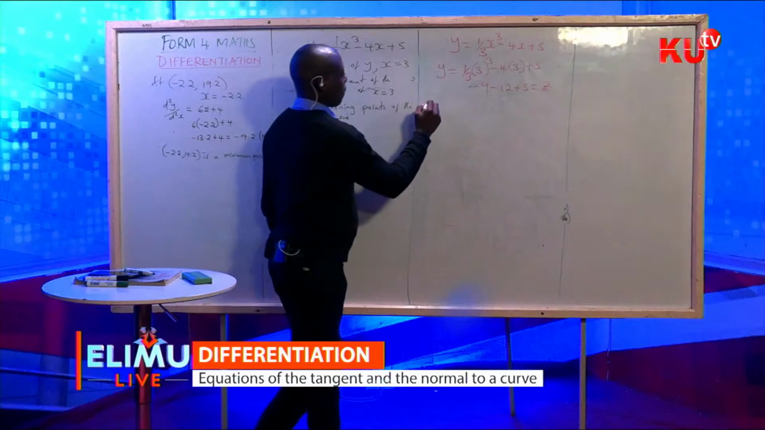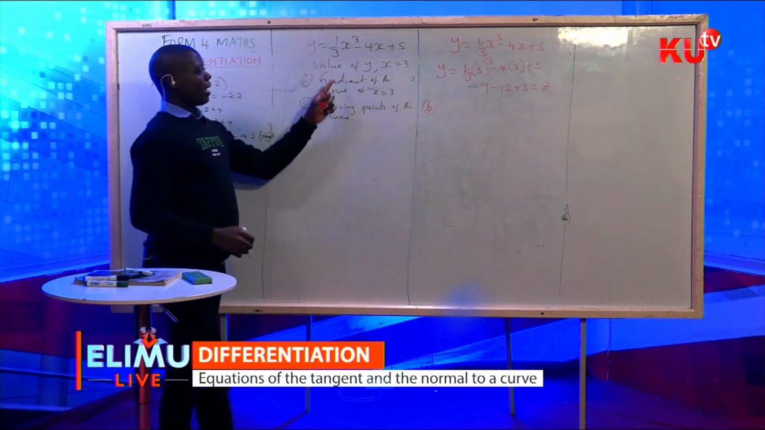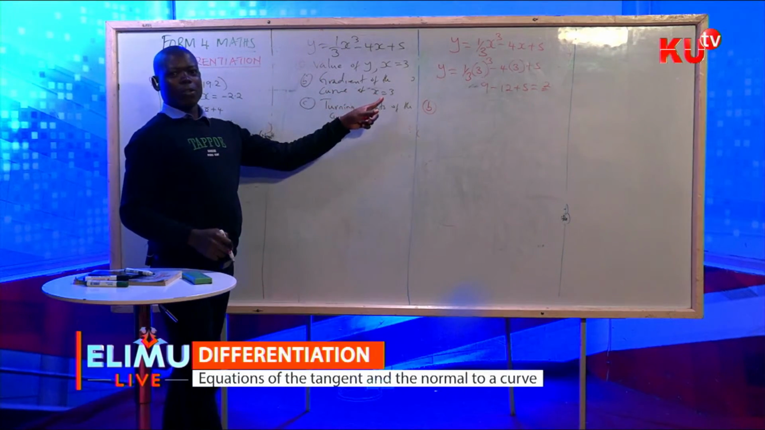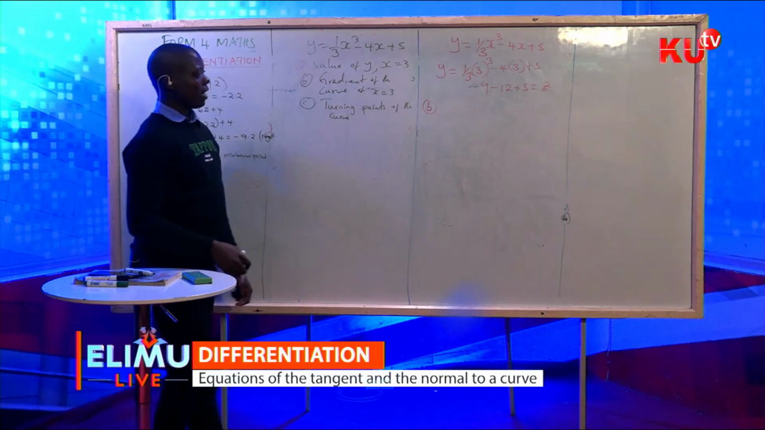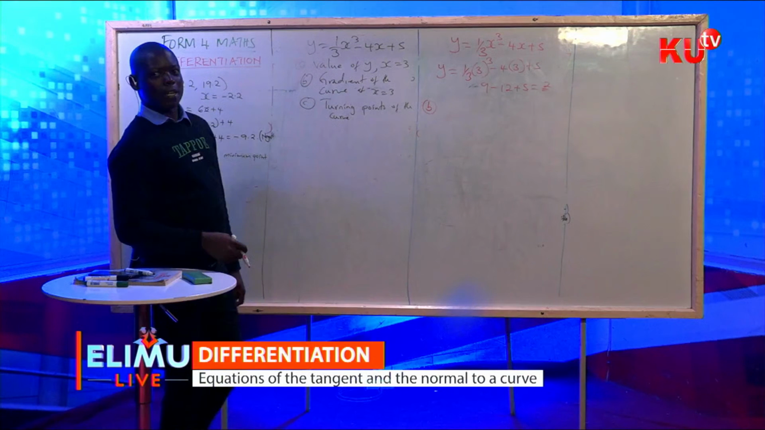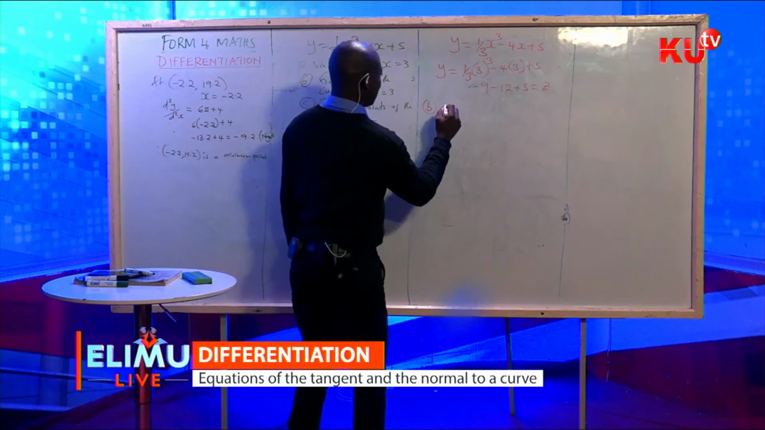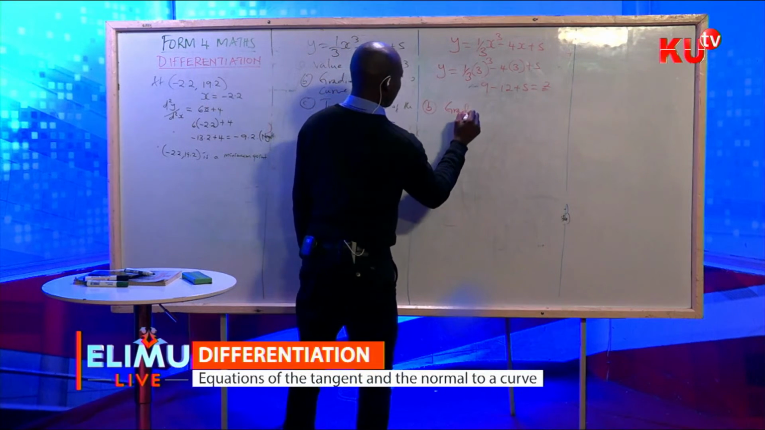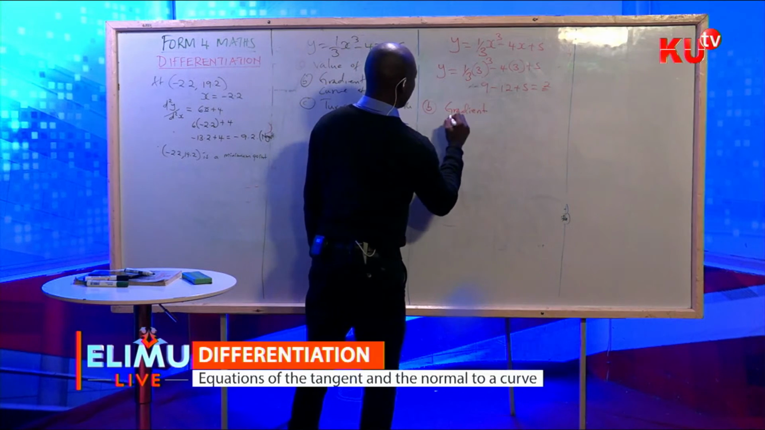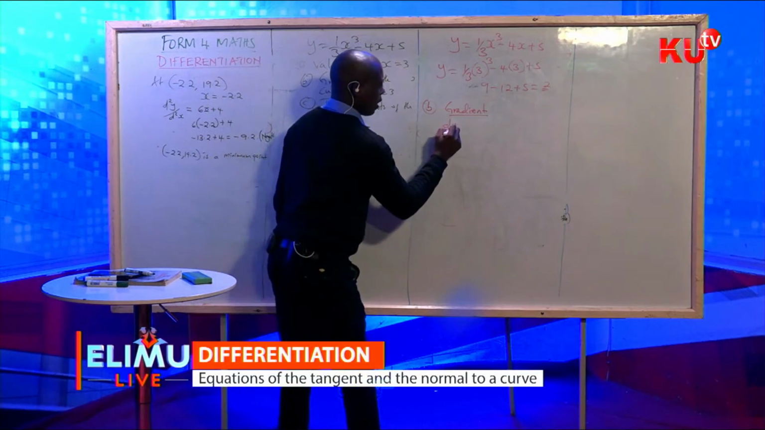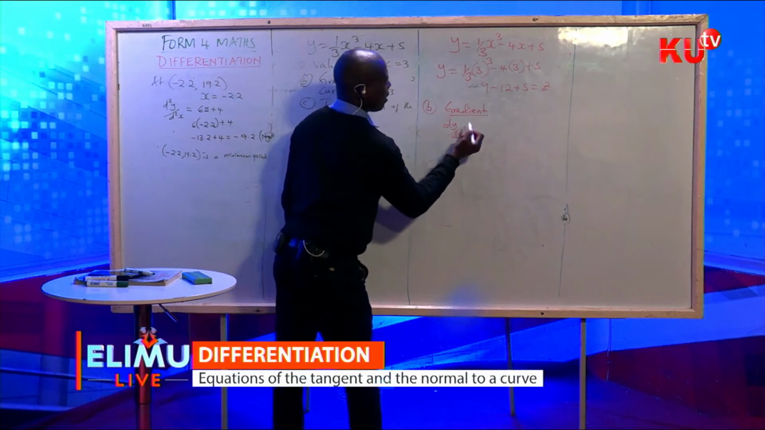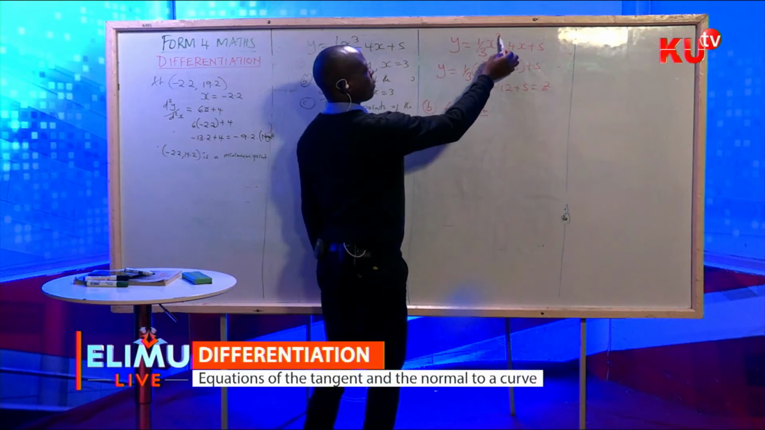Number B. The gradient of the curve at x equals 3. How do you get the gradient? To get the gradient, we first differentiate. So we find dy dx.